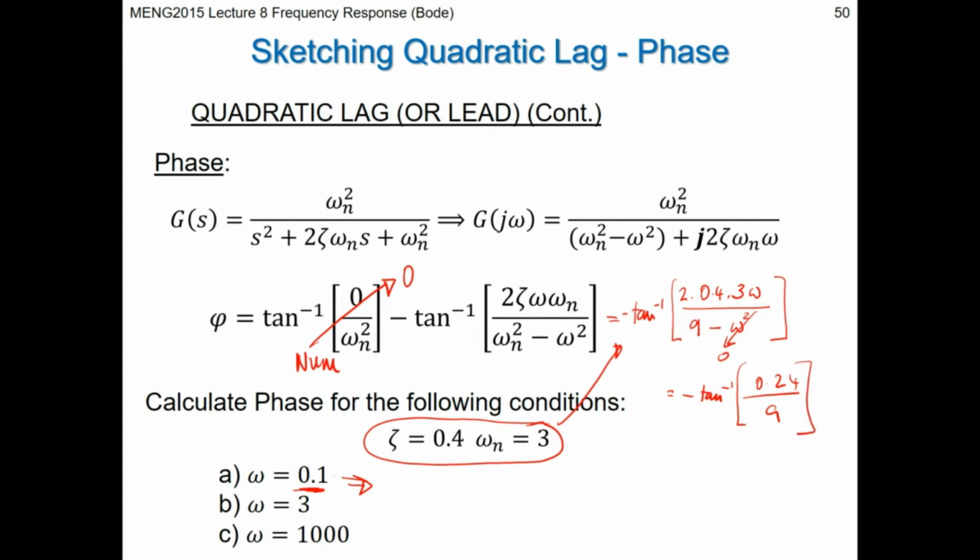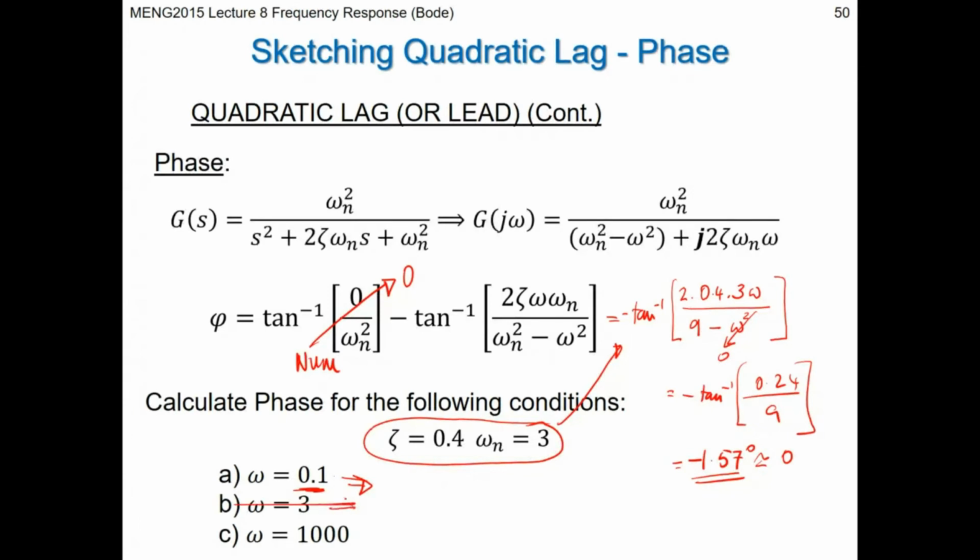Right, so if we calculate that, then we're going to get a very small number. Right? In fact, when I just typed this into MATLAB, I got minus 1.57 degrees. Right? So this approximates to 0. It's kind of close to 0.